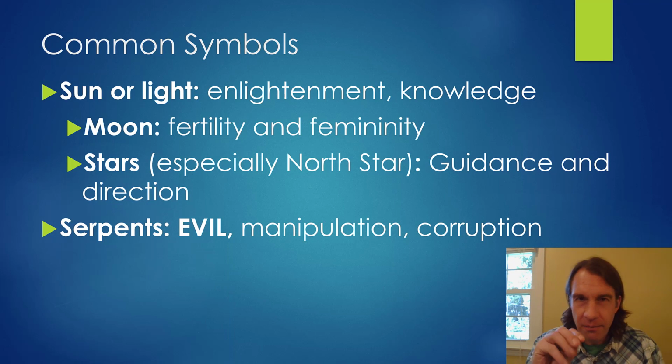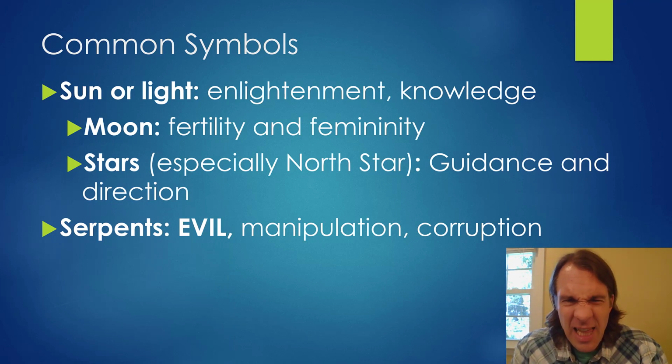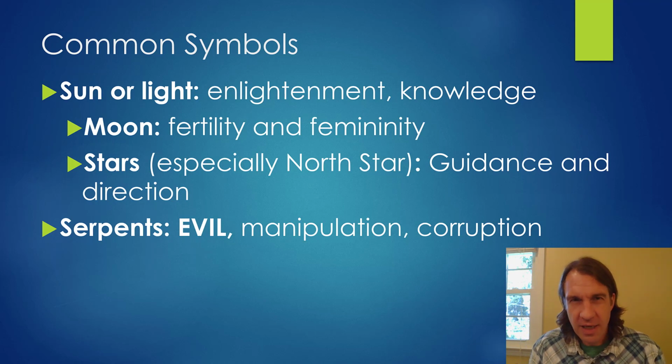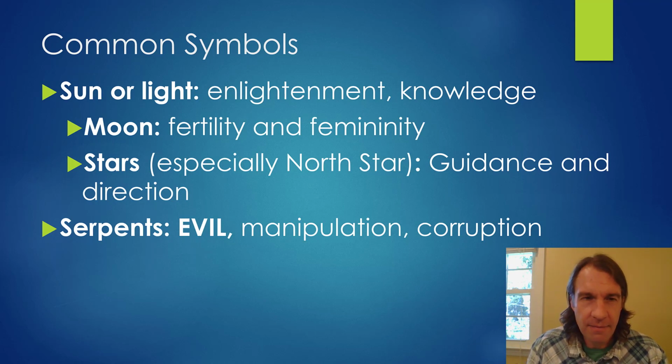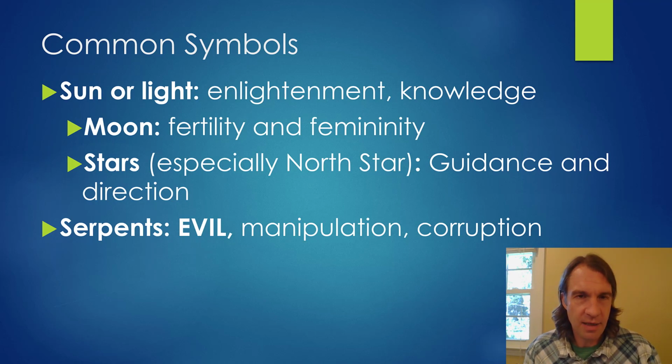Serpents are evil. They manipulate. They have that forked tongue that just whispers in your ear and makes you do bad things. They corrupt things, right? Whether it's a snake or a dragon, they're bad. And sometimes worms can take on this same thing, in that they kind of corrupt, but not always.